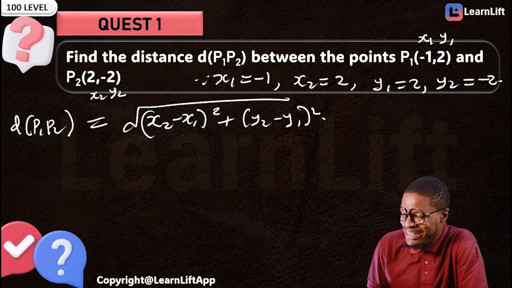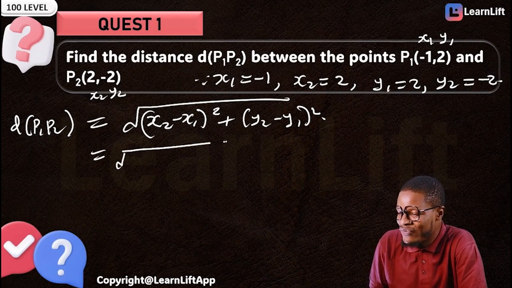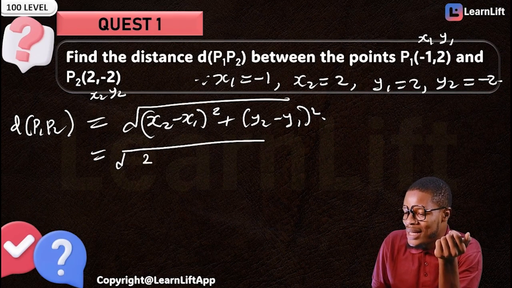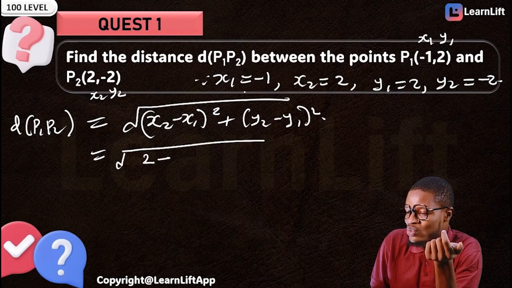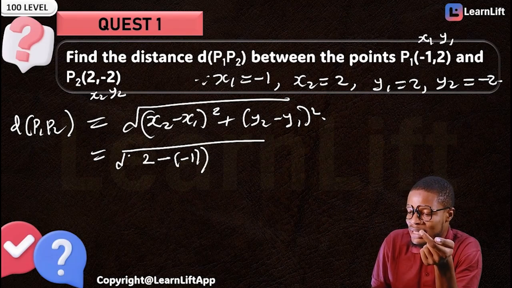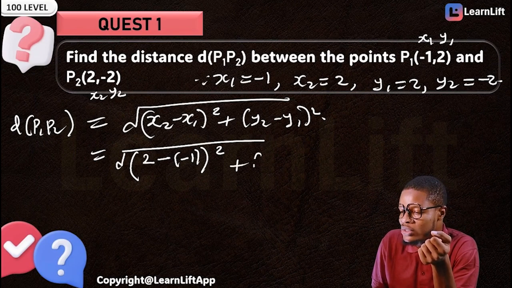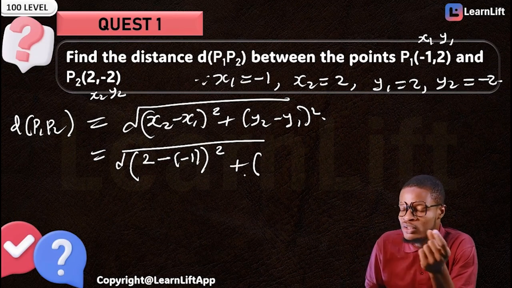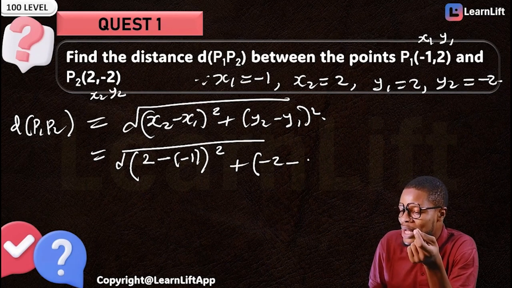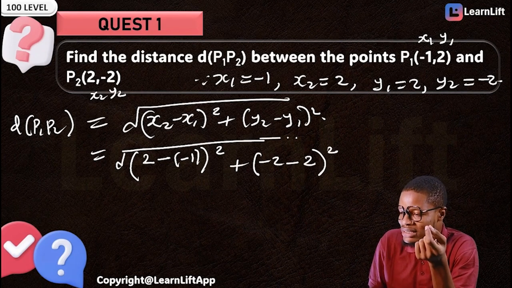Now that will give you the square root of x2 minus x1. x2, that's 2, minus x1. What is x1? Minus 1. That means 2 minus minus 1. Then you close the bracket like this, all square, plus y2 minus y1. What is your y2? Minus 2 minus y1. What is your y1? 2. All square like this. This is how I'm going to have it.